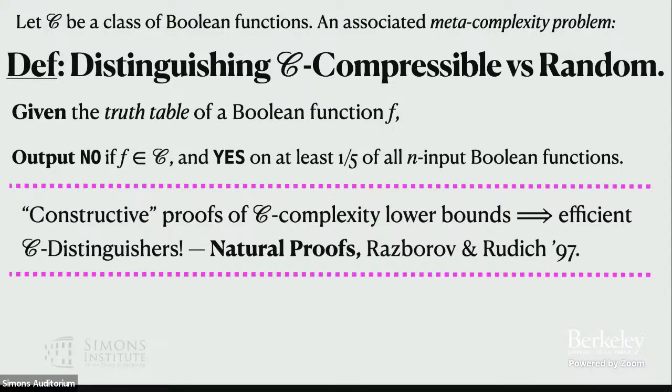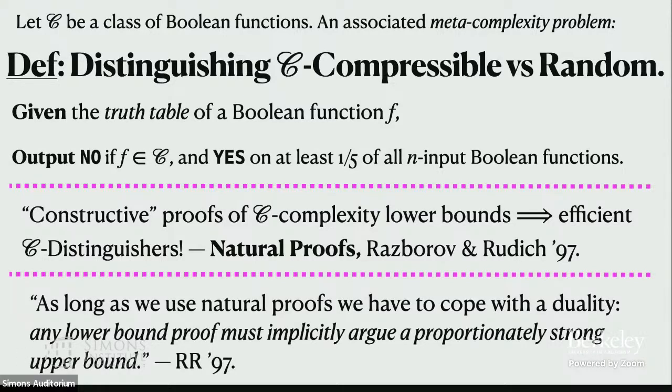The natural proofs paper of Razborov-Rudich says that constructive, again, that's in quotation marks because I'm not going to define it at all, proofs of complexity lower bounds give us efficient distinguishers. They give us efficient algorithmic solutions to this problem. And this is a quote from that paper that I love, that I'm going to read out to you, even though it's on my slides.